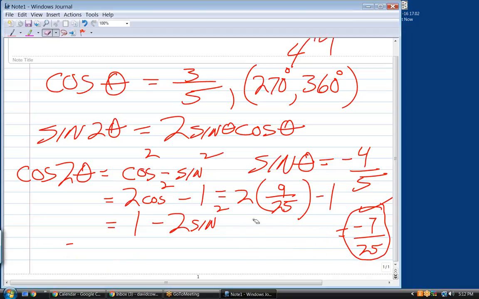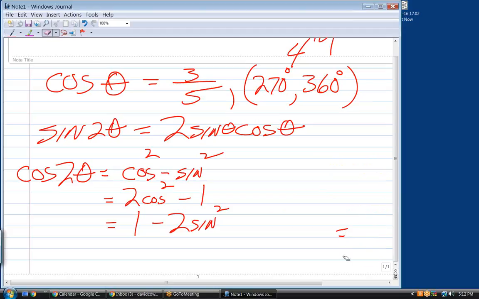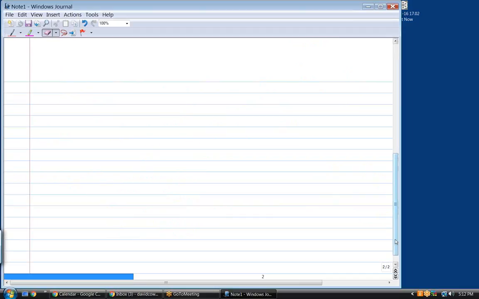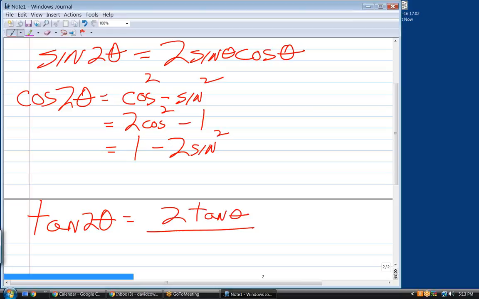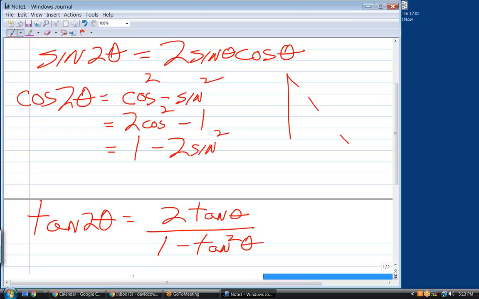It's kind of strange, but only the cosine of 2 theta has 3 different identities. Why it and not sine of 2 theta is something I've always wondered. And then finally, the tangent of 2 theta: the identity for that is 2 tan theta divided by 1 minus tan squared theta. Well, I guess we need to figure out tan theta.